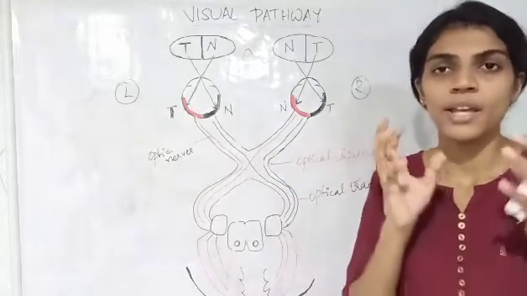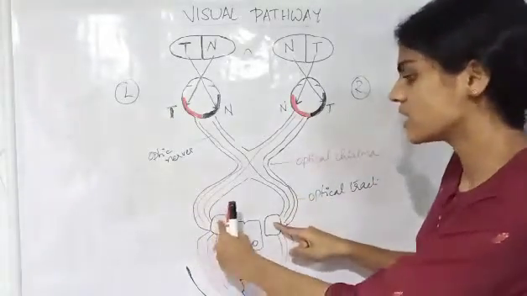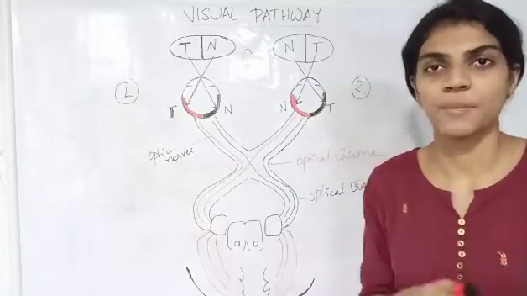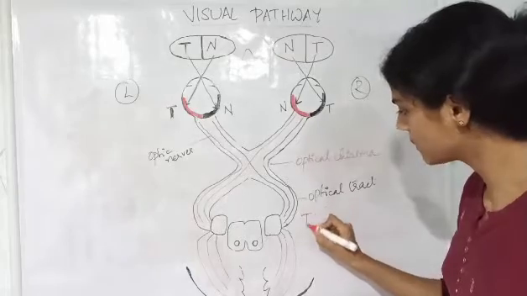These nerve fibers will reach a nucleus in the thalamus region. Now it reaches the thalamus.